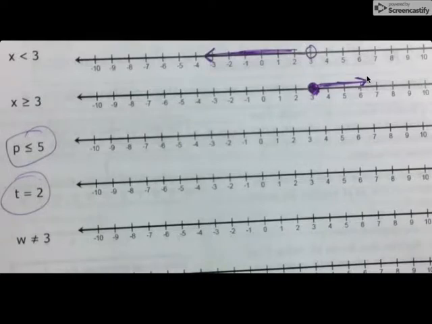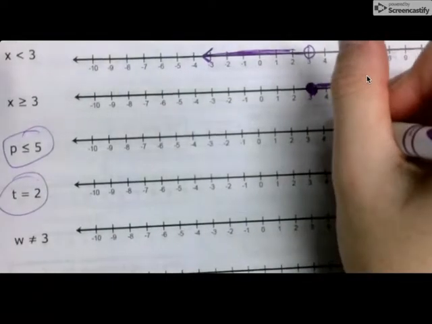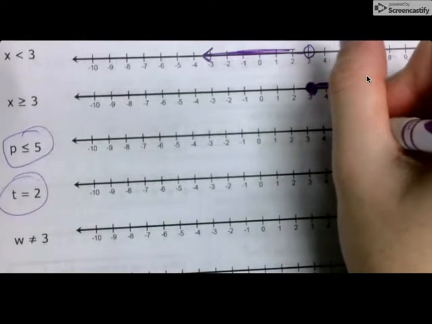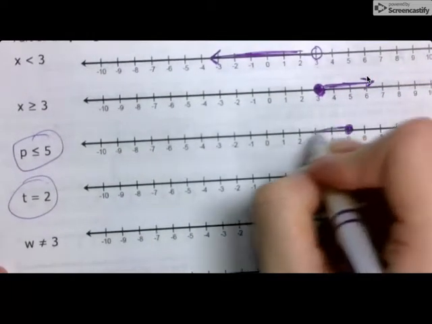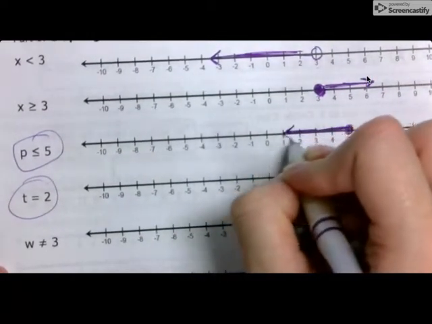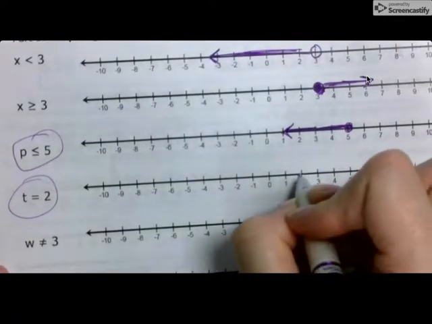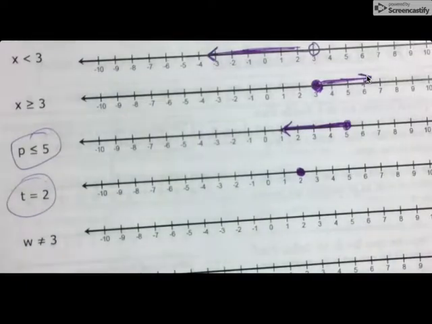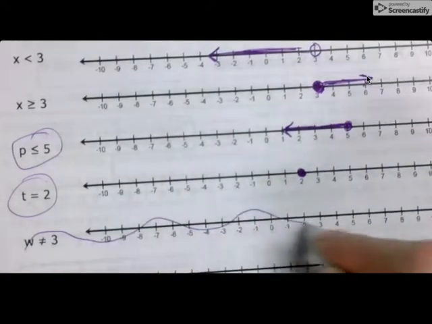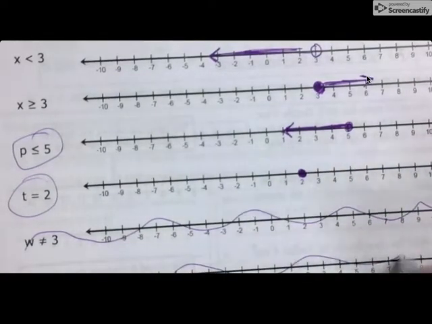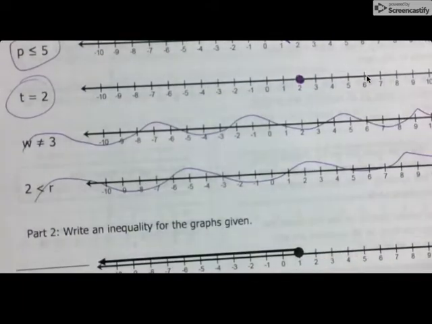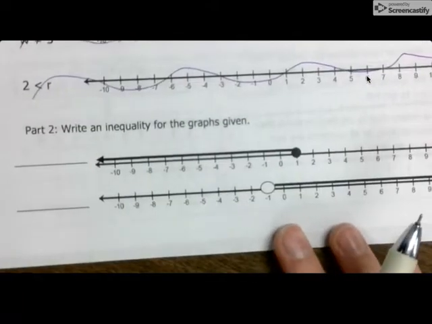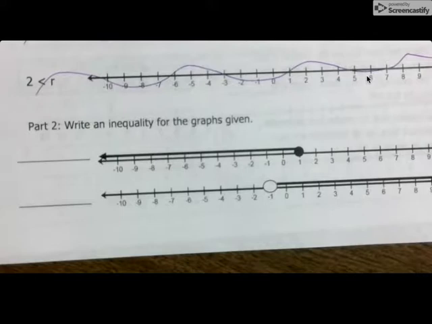All right, welcome back. So you should have plotted a closed circle at 5 and an arrow going to the left. You should have plotted just a plain old dot at 2. Okay? I'm not worried about this. And I'm not going to worry about the last one. All right? Now, looking at the bottom, instead of it being there for us, we have to write it ourselves.